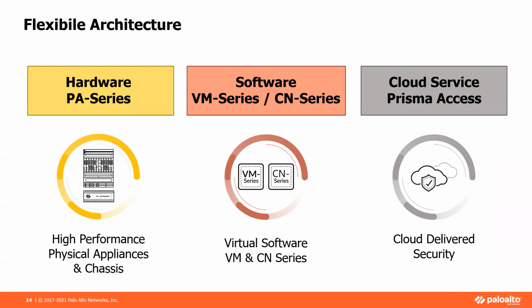They have the hardware physical devices or physical appliances, which is their PA series. We have the software appliances, which will be their VM or CN series. And then we have their cloud services or Prisma, which is delivering that as a cloud service.